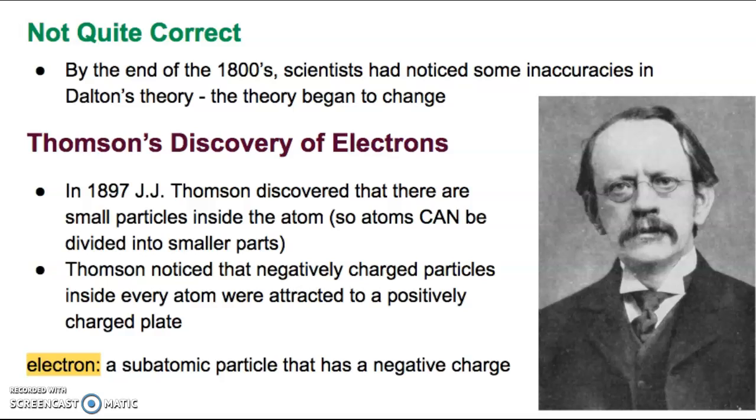Thomson noticed this because he was working with positively charged plates. He discovered that negatively charged particles inside atoms were attracted to these positively charged plates. He isolated this negatively charged piece and gave it the name electron. So an electron is a subatomic particle that has a negative charge. When we say subatomic, we just mean it's smaller than an atom.